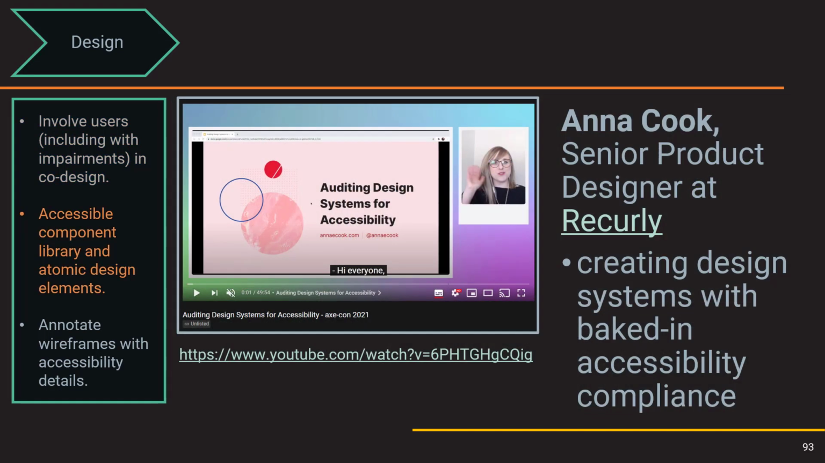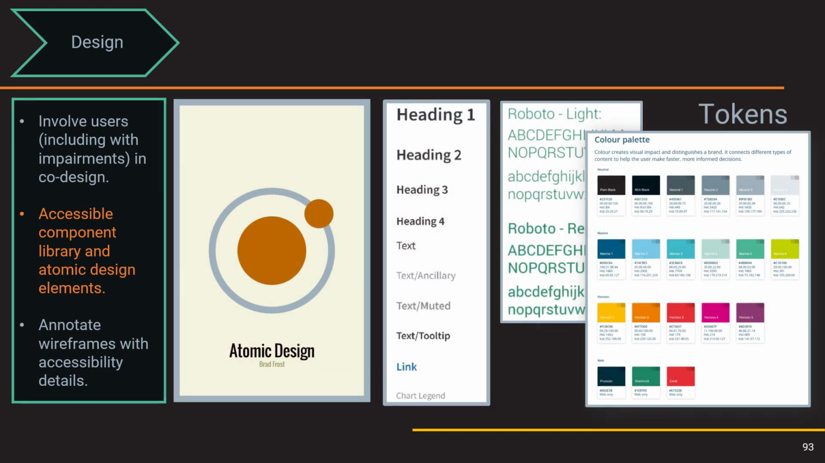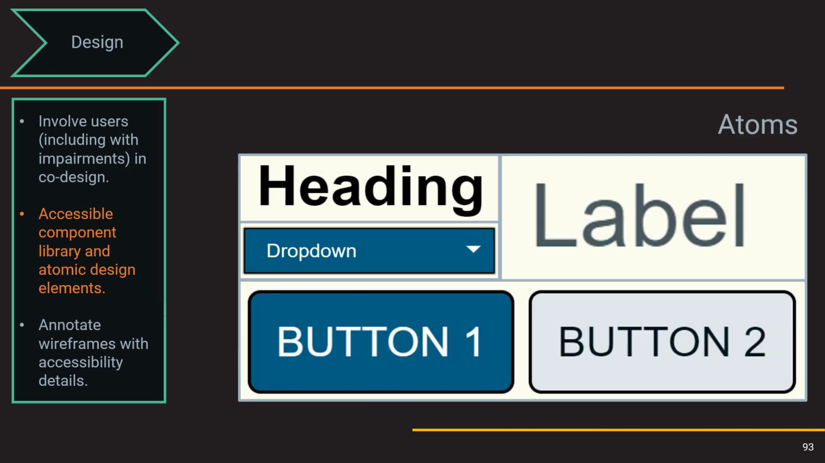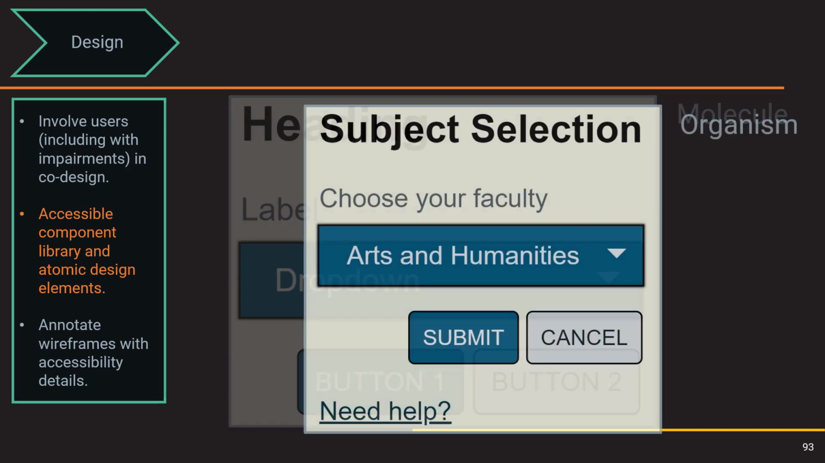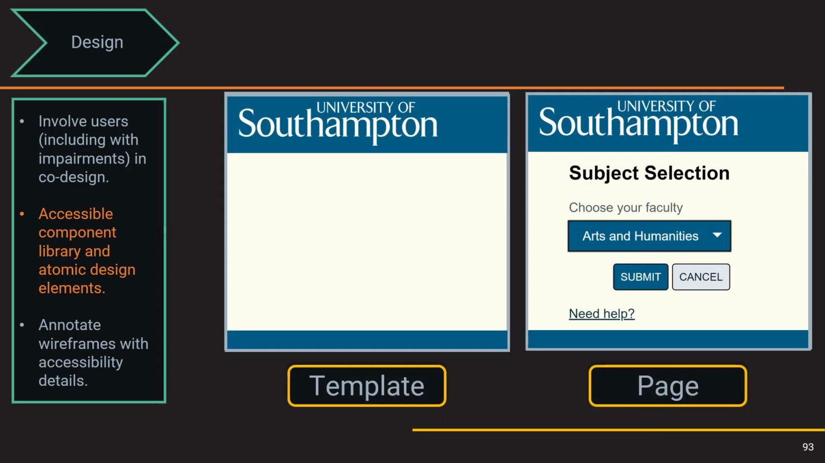In her presentation, Auditing Design Systems for Accessibility, Anna Cook shares how the principles set out by Brad Frost in his book Atomic Design can help us to review our design elements for accessibility. Every university is likely to have a brand with colors, fonts, and other design tokens that web developers use when building atoms such as drop-downs and buttons, which are then put together as components or molecules and organisms, which are then applied into templates and pages.